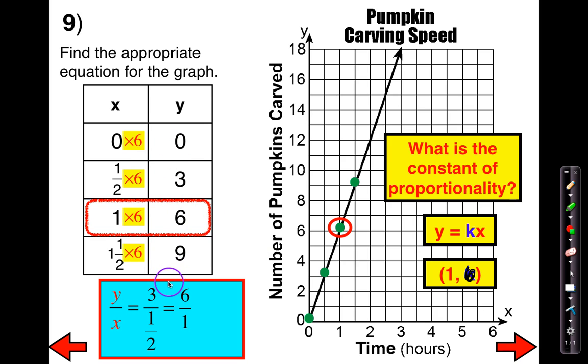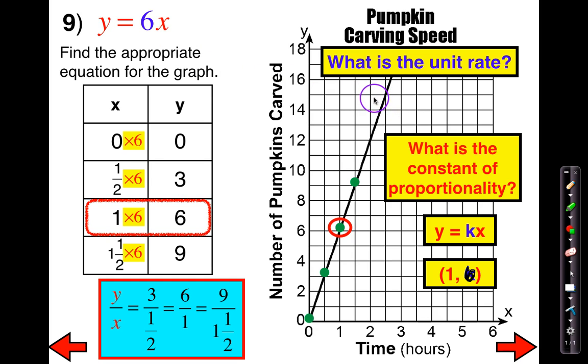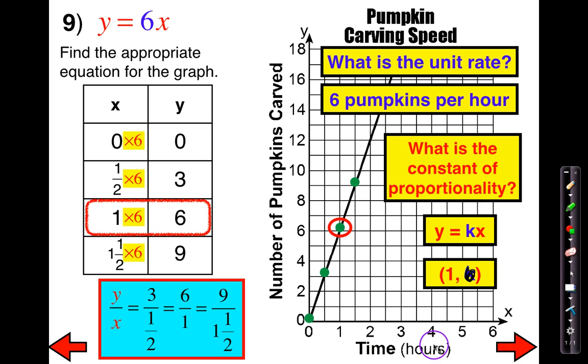Here, if you divided your ratios, you would end up with 6. So my equation is y equals 6x. But what does it mean? What is my unit rate exactly, and what does that represent? Well, my unit rate would be that you're able to carve 6 pumpkins. Remember, y over x, so 6 pumpkins for every 1 hour.